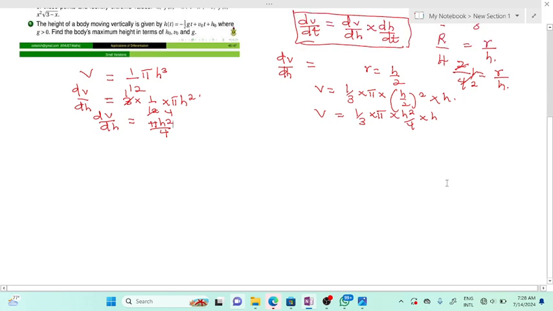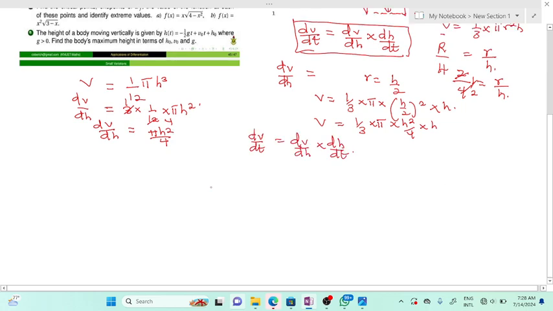So my chain rule says dV over dt is equal to dV over dh times dh over dt. dV over dt was given in the problem as 2 meter cube per minute. So let me write my 2 here. It should be equal to my dV over dh, which is what? Pi h squared over 4 times dh over dt. Is that not it? Yes.